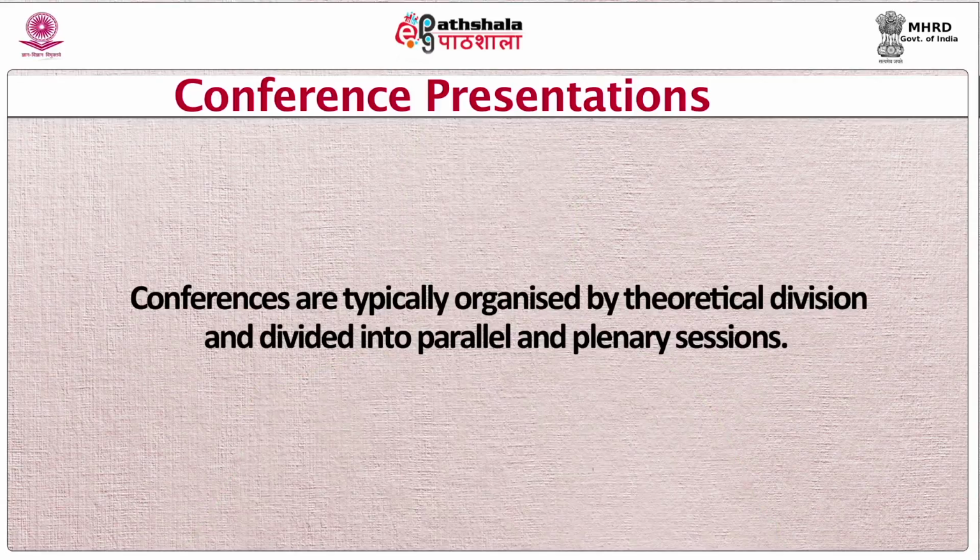Conferences such as the annual conference of the International Communication Association, referred to as ICA, a premier conference for communication researchers, share their acceptance rate with paper submitters, and it is generally below 50% of the submissions and often much less than that. Such conferences are typically organized by theoretical divisions and divided into parallel and plenary sessions.